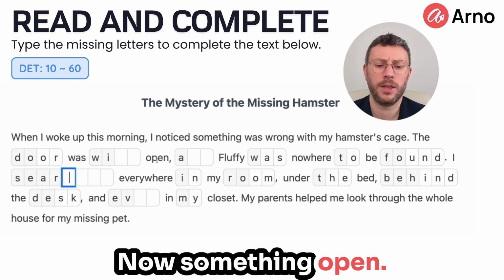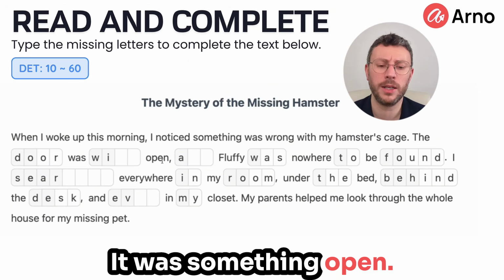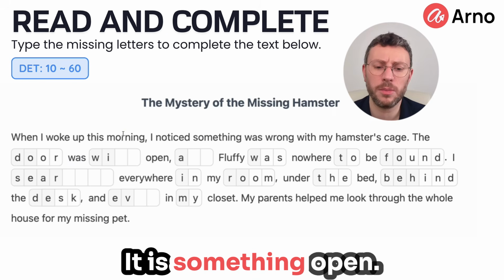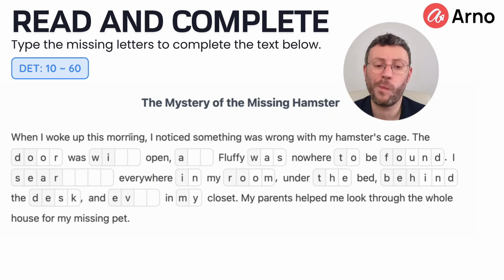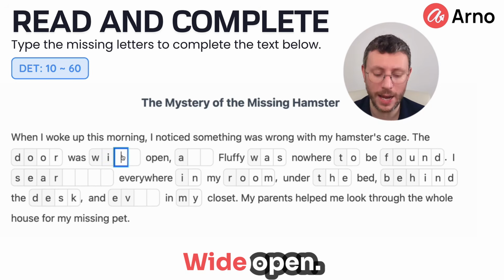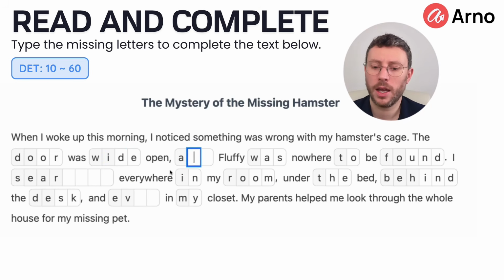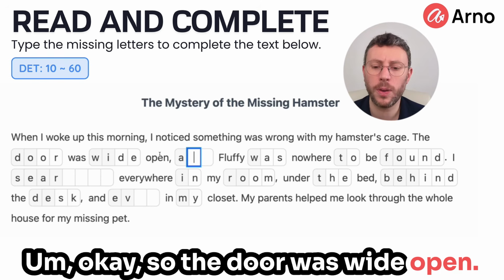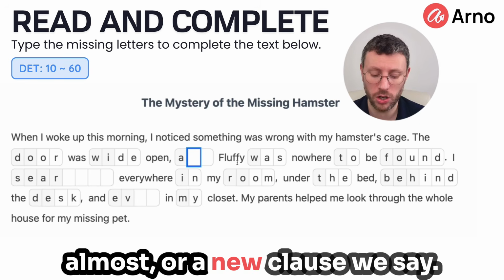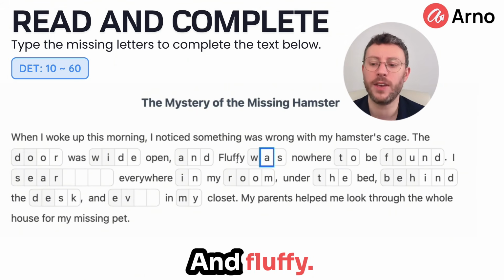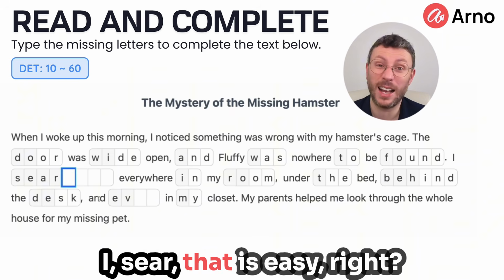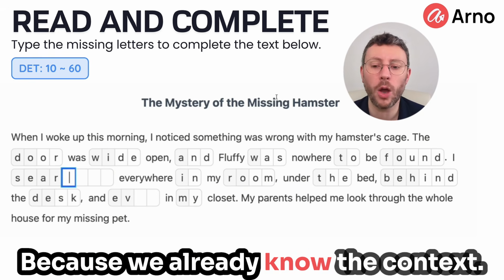Now, something open. Okay, it was something open. This will be an adverb because it is open. It is something open. Can you guess? If a door is completely open, wide open. Well done. Okay, so the door was wide open. Something fluffy. This is like a new sentence almost, or a new clause, we say. And fluffy. Okay, so nowhere to be found. That is easy, right? Because we already know the context.